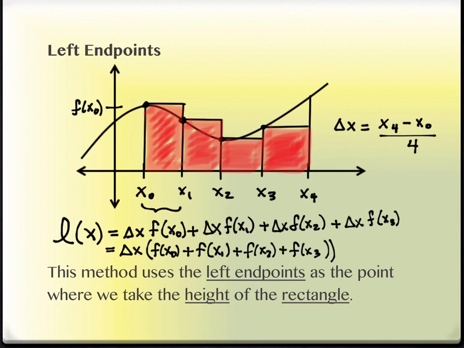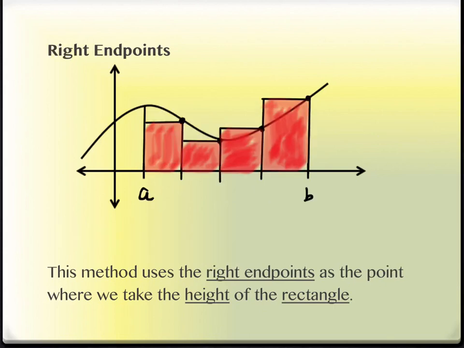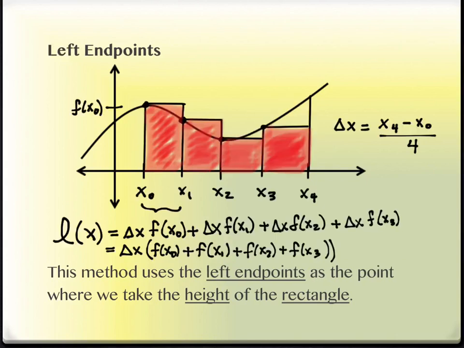Now we can use this very same idea on our right endpoints. Our right endpoints will have the same x1 through x4 values. In fact, I think I'll copy and paste those as a reminder to us.